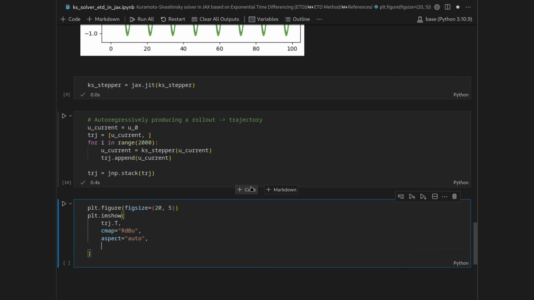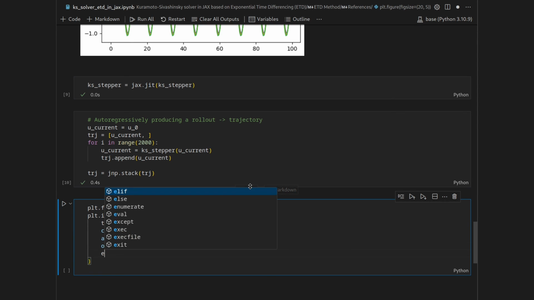entire plot. Then the origin we want to set to lower, because otherwise imshow would show us an image, but we want to have the y-axis, so the space axis, running from the bottom to the top. And then let's also inform it about the extent, such that we nicely know the limits of our domain. So 0 to trajectory.shape[0] times delta t.